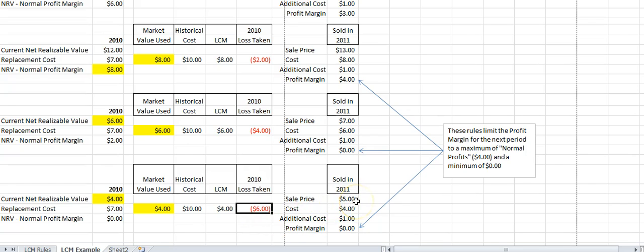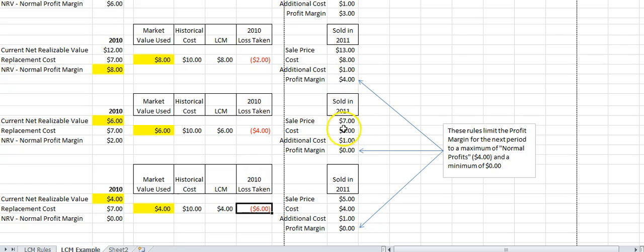And so when you sell the units, you will sell it at 5. Your cost was 4 now. That's your new inventory cost. Additional cost is going to be 1, and your profit margin is going to be 0. So you're going to obtain the same 0 profit margin in both cases. That's going to be the floor of future profit margins. And in 2010, you're going to recognize losses of 4 per unit in this case, and of 6 per unit in this case. So what I say here is that these rules limit the profit margin for the next period to a maximum of normal profit margins 4 and a minimum of 0.